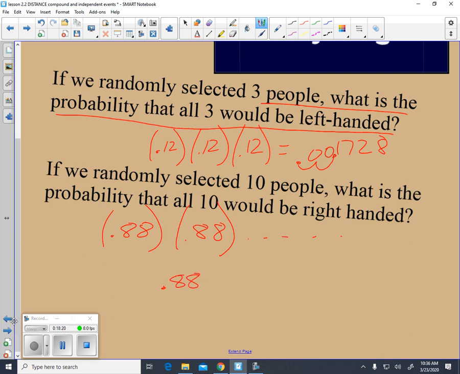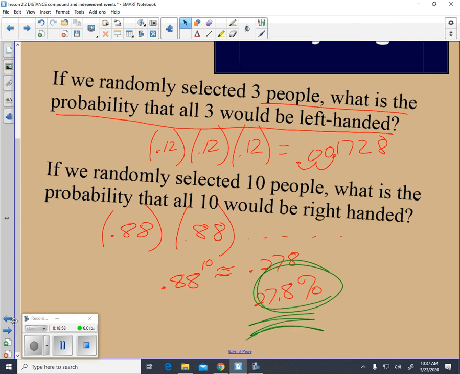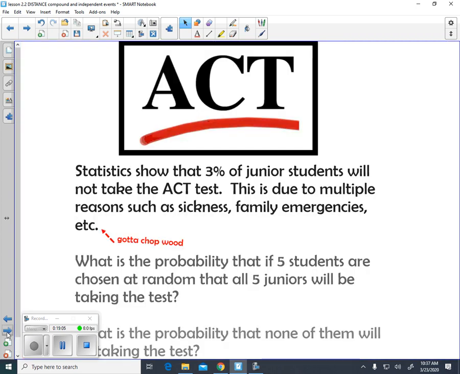So I'm going to go 0.88 times 0.88 times 0.88, which is 0.88 to the power of 10. And my calculator says that's approximately 0.278. About a 27.8% chance that all 10 are righties. Wow, does that make sense in your brain? If you pick 10 people, the probability that all 10 will be right-handers is fairly low. If you've got 10 people, it's fairly probable that there's going to be a lefty mixed in there.